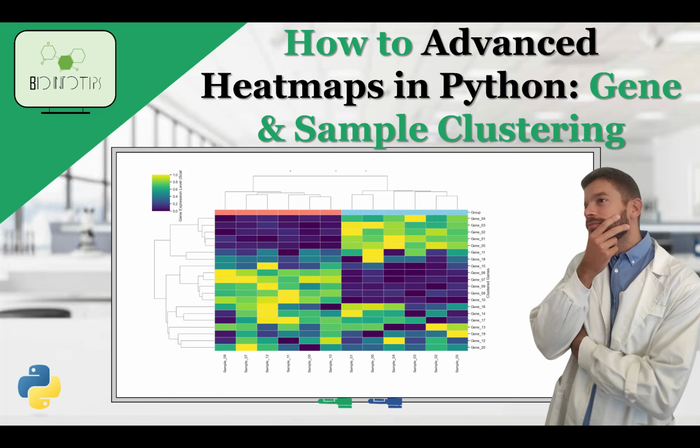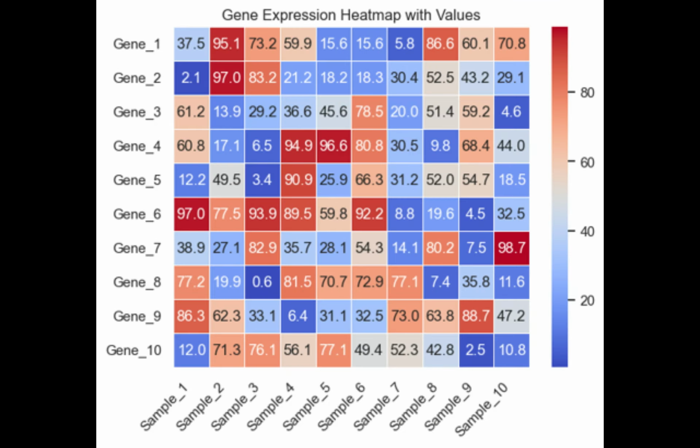In today's video, we're diving deep into creating advanced heat maps in Python, an indispensable visualization tool for uncovering patterns in large biomedical data. If you work with gene expression, proteomics, or any data where you need to identify groups of samples or genes with similar profiles, then this tutorial is definitely for you. We're going beyond basic heat maps. We'll be incorporating hierarchical clustering to visually organize your data, and you'll see how Python libraries transform raw data into powerful, interpretable insight.